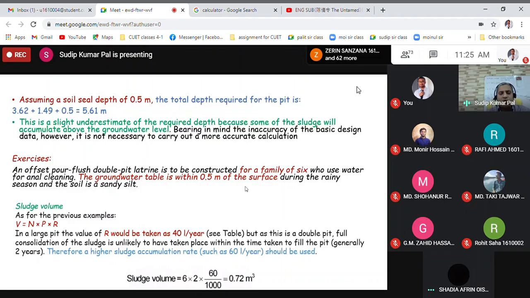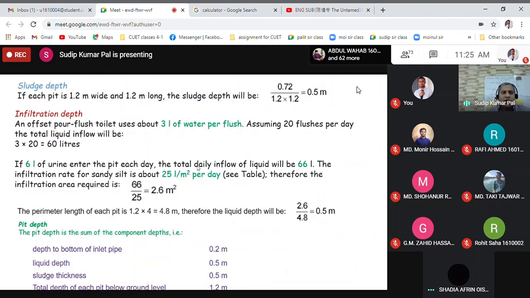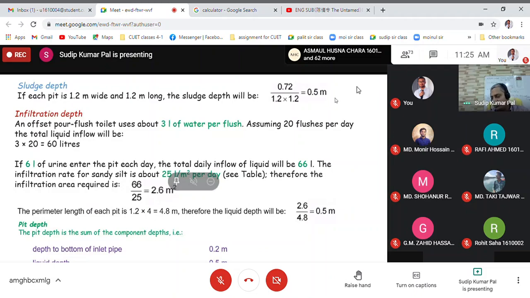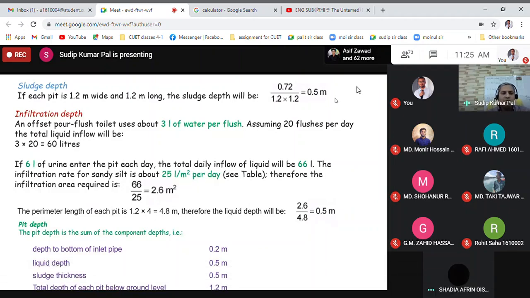Just see the procedures, how we do that. If I use 2 years, then we have 0.72 cubic meter. Here also I use a square, 1.2 meter by 1.2 meter, just because in the previous one we saw the circular. So 1 by 1, then you get 0.5 meter. Some of you also got 0.5 meter. I'm not sure whether you assumed in the same way or not. And the infiltration depth I basically used in two parts.